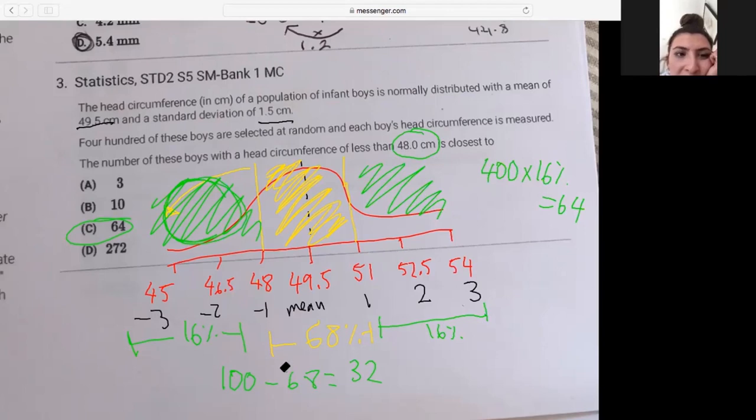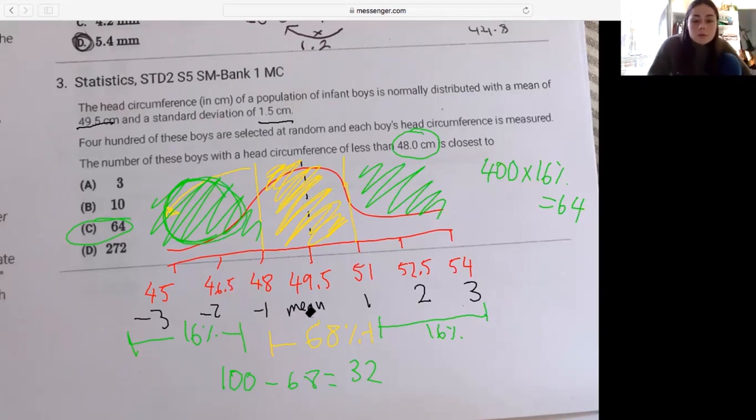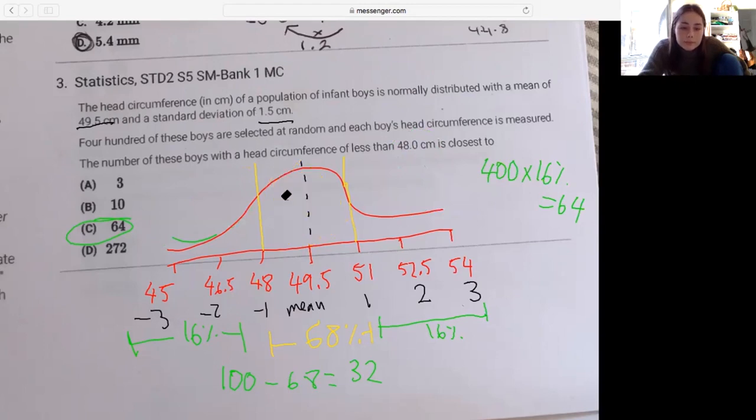Yeah. Because once I've done this, once I've drawn the red thing, then I can go back and see what the question asks. So it's saying that from here to here, the whole red thing is a total of 400 boys. And the mean of the 400 boys had a head circumference of 49.5 centimeters. Okay. And they want to know how many boys had a head circumference of less than 48.